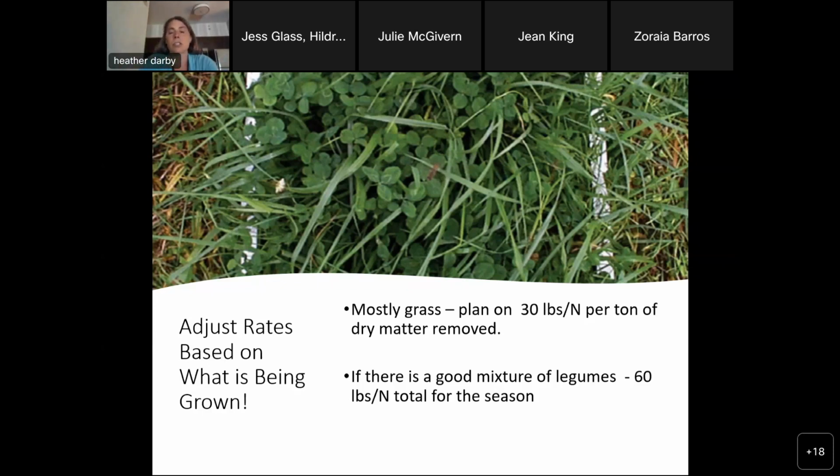So if you have pastures that are mostly grass, you can plan on those fields utilizing about 30 pounds of nitrogen, 30 to 50 actually, depending on the field, per ton of dry matter removed. So in any given year, you could remove 2, 3, 4, 5 tons of dry matter, depending on the fertility of the field and how you're managing it. And that needs to be replaced.